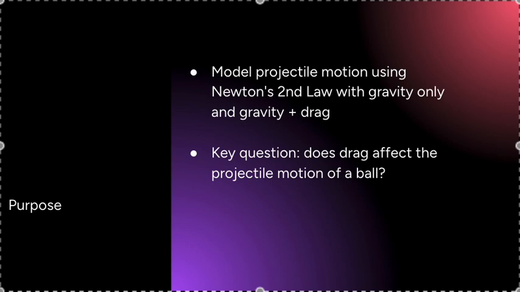The purpose of this lab was twofold. I wanted to initially model projectile motion using Newton's second law, one model that would only use gravity, and a second model that would include both gravity and air drag. The key question here is, does drag actually affect the motion of a ball? Because we often ignore air resistance in introductory physics problems, but is it significant for a real-world object?